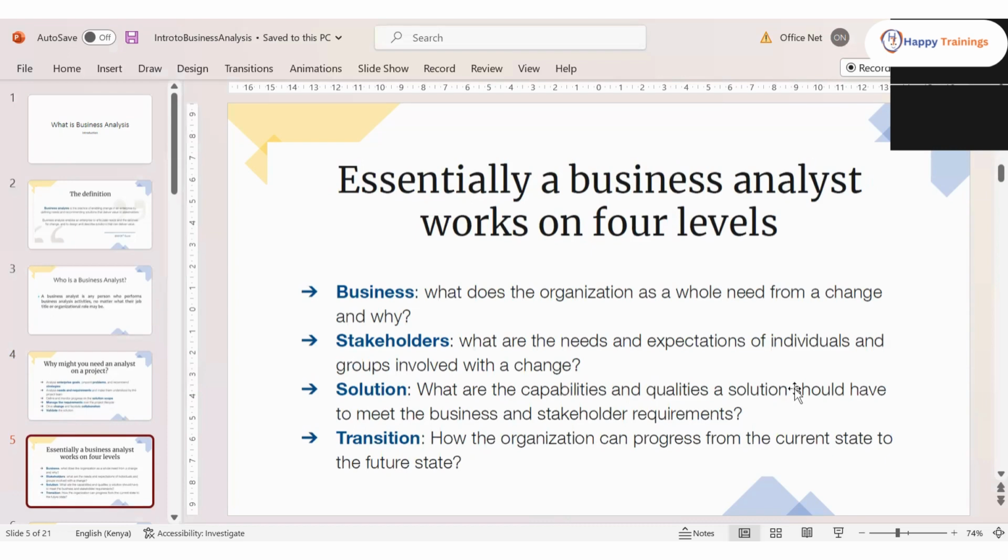For example, suppose an organization needs to change their website. Why do they need to change the website? Because the website was 10 years old. It doesn't have a lot of functionality. It is not connecting with the masses. That's why it is not accessible to most people.